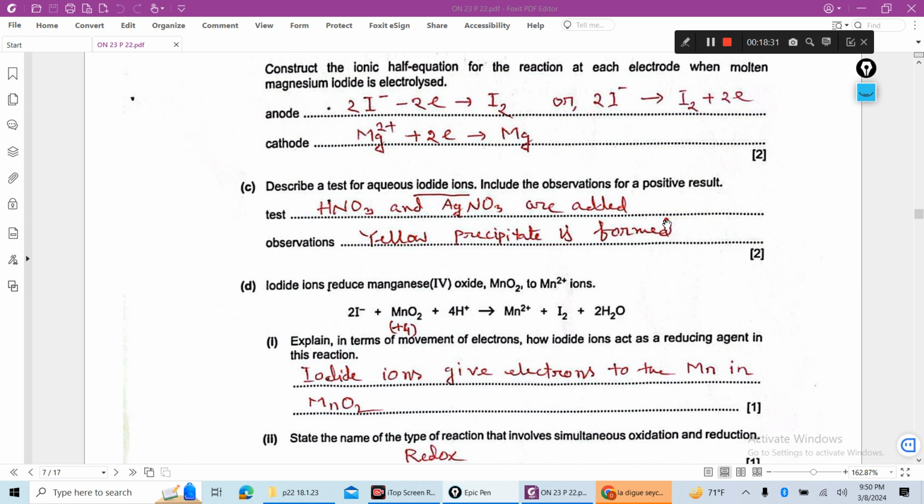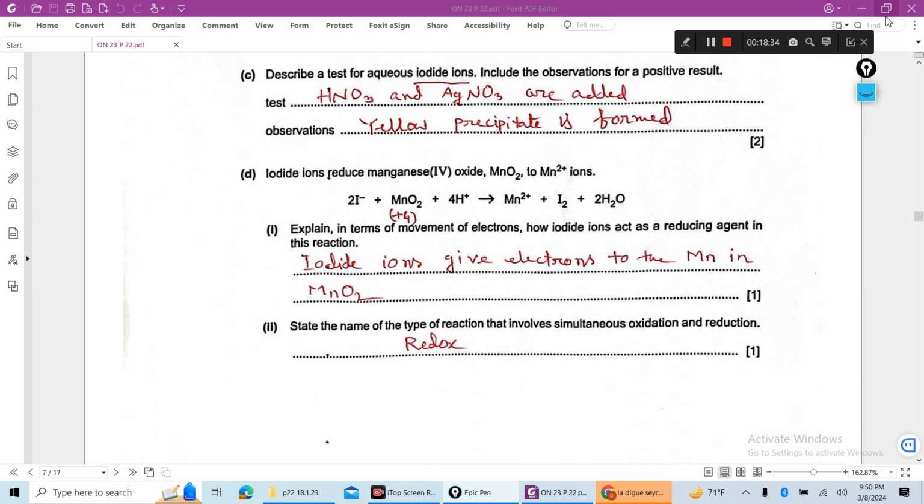Next, iodide ions reduce manganese 4 oxide to manganese 2 ions. Iodide ions reduce manganese 4 oxide to manganese 2 ions. This is the manganese 2 ion. This is the manganese 4 oxide. Here the manganese oxidation number is plus 4, here plus 2.